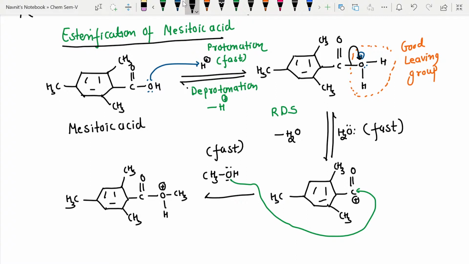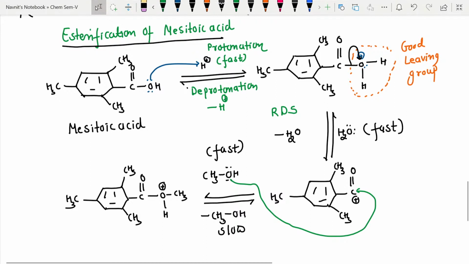And what happened in the backward reaction? The methanol is eliminated. So in the reverse step, methanol is eliminated, and this is a slow step.